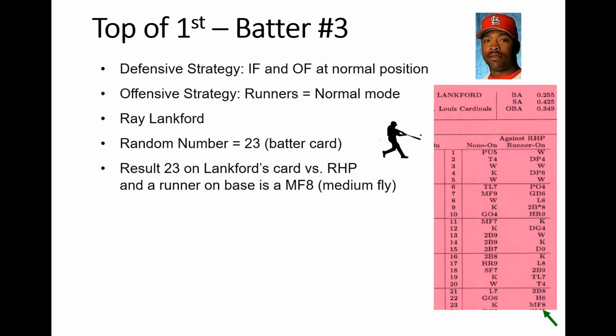Batter number 3 is Ray Lankford. The defensive strategy we're going to employ here is the infield and outfield at normal position, and the runners are in normal mode. Lankford rolls a random number of 23, and that comes from the batter card. If you look in the lower right corner of the screen, that is an MF8, which means Lankford has hit a medium fly ball to center field, and therefore there's 1 out.